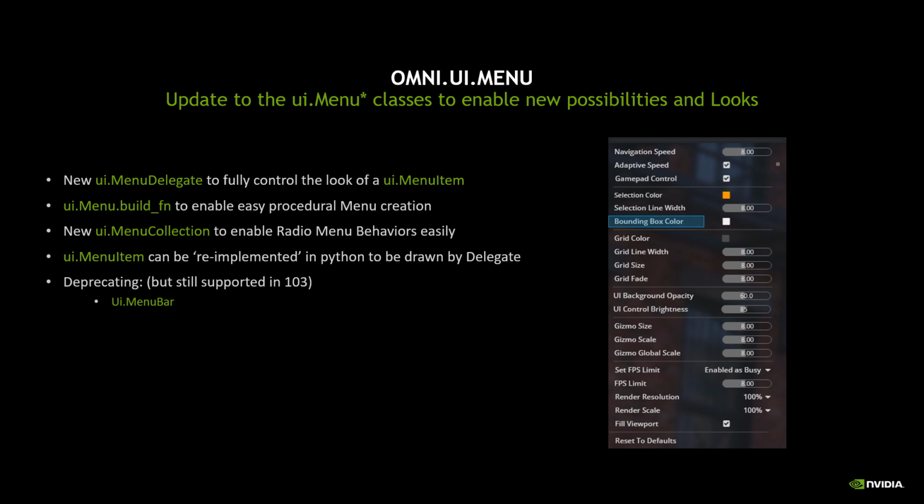The other thing with the menu delegate is that the menu item can now be fully re-implemented in Python, so that it represents your item containing the data that your delegate will then use to create these nice new looks. We are deprecating the UI menu bar, though it is still supported in Kit 103, as it is now fully replaced by the UI menu, which is able to do horizontal menus as well as vertical menus. So what does it mean for you? We wanted to share with you a little bit of these new possibilities.